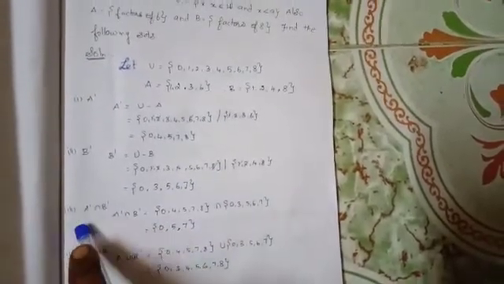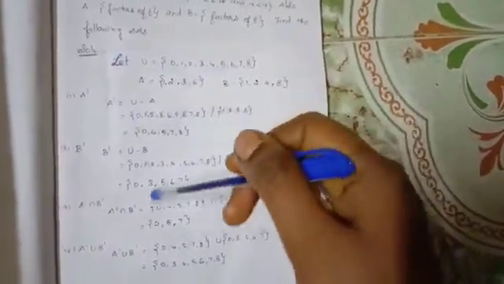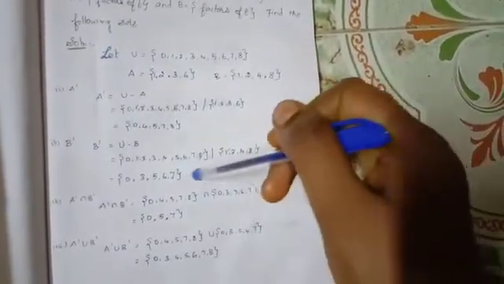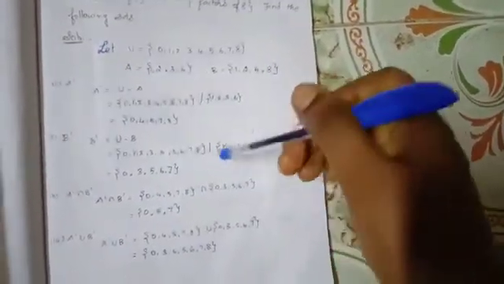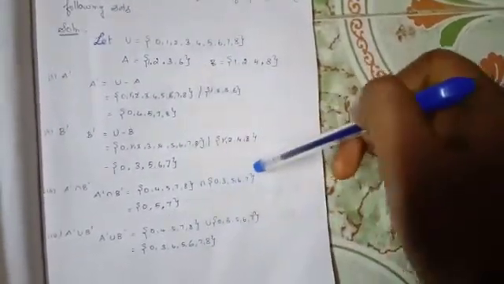The next one, A dash intersection B dash. Already you found the A dash value and B dash value, so take them straightly for the A dash intersection B dash. Intersection means you only take the common numbers. So common for these two sets is 0, 5, 7. There is no other common number. The 0, 5, 7 is the answer.